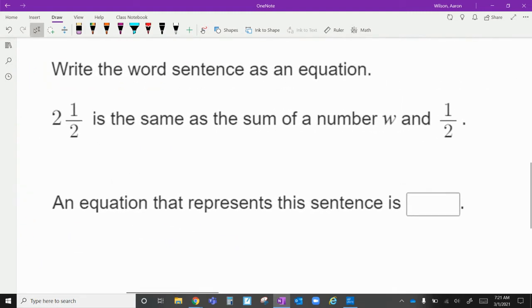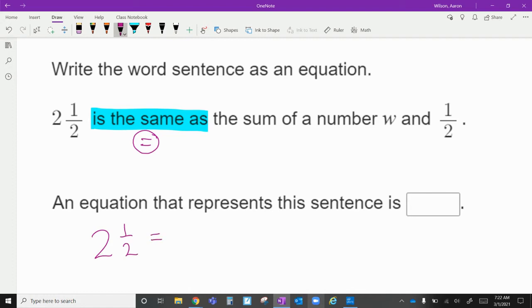The only reason this one might look a little bit more challenging is because I've thrown some fractions at you, but it's the same process. We have to find words that indicate certain symbols or operations. So I see 2.5 is the same as. Well, is the same as means equals. So I have to start off by saying 2.5 is the same as, otherwise known as equals.